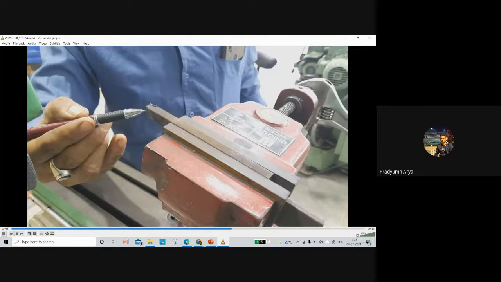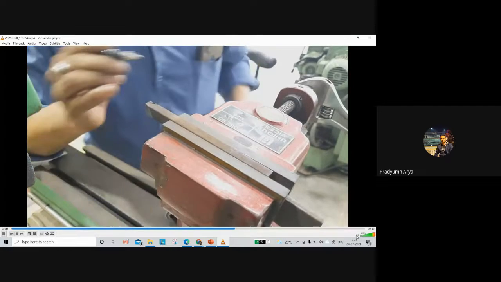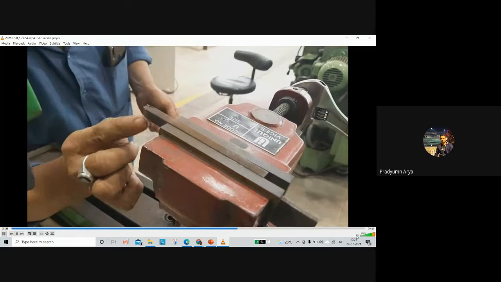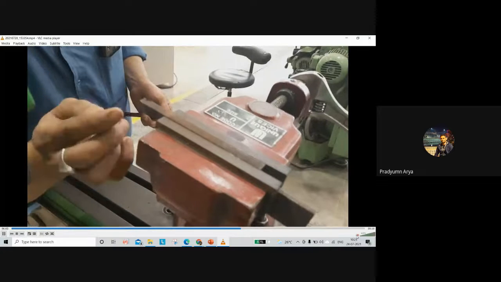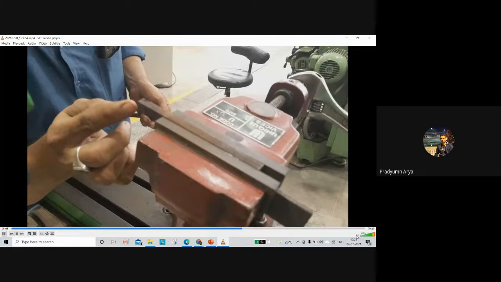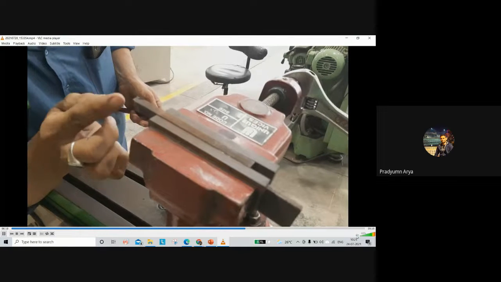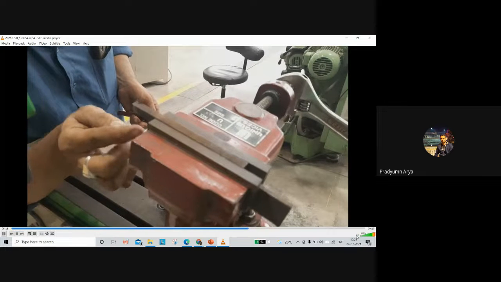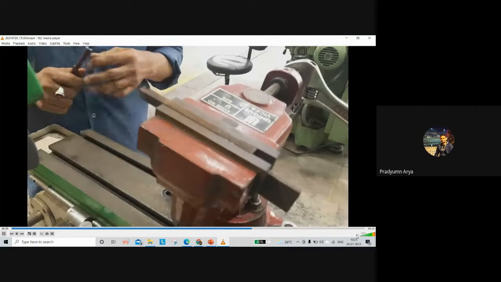Now you can see this angle. Bottom. This angle is known as the back rake angle. Side rake angle. Back rake angle.